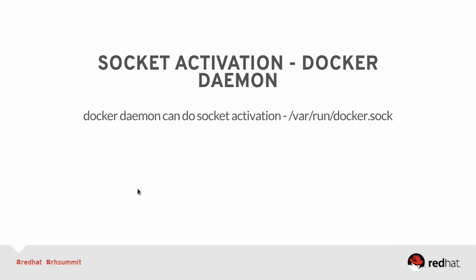Docker actually supports socket activation too. So the Docker daemon can do socket activation. It listens on /var/run/docker.sock. So if you had your Docker daemon with those services running, you could set up a Docker unit file so that when someone connects, if you went with a client and connected to the socket, systemd would actually launch the Docker daemon at that point.